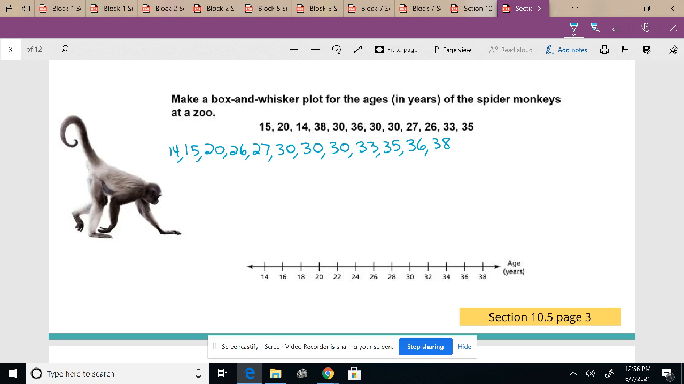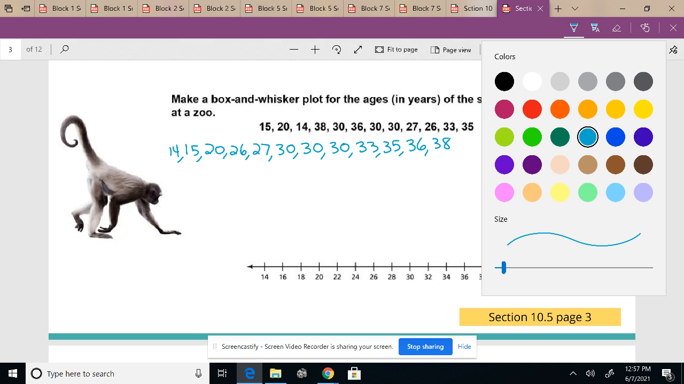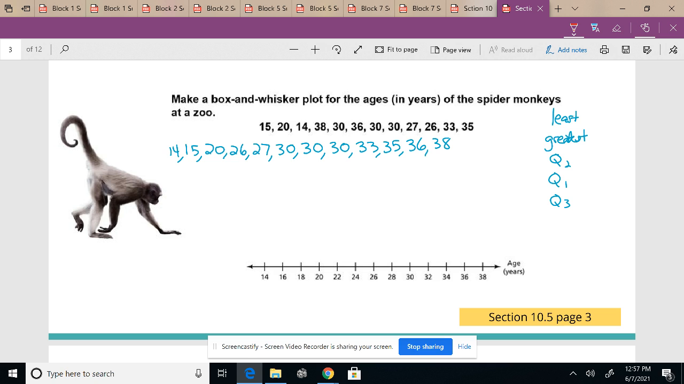So if we recall, when we were doing our first quartile, second quartile, third quartile, we were finding really our middle half. Everything was in fourths. So we're going to find all our information first. I usually like to write it here: least, greatest, quartile 2 is what I find next, then quartile 1, and then quartile 3. Okay, so I'm going to change the color. All right, so let's find our quartile 2 first.